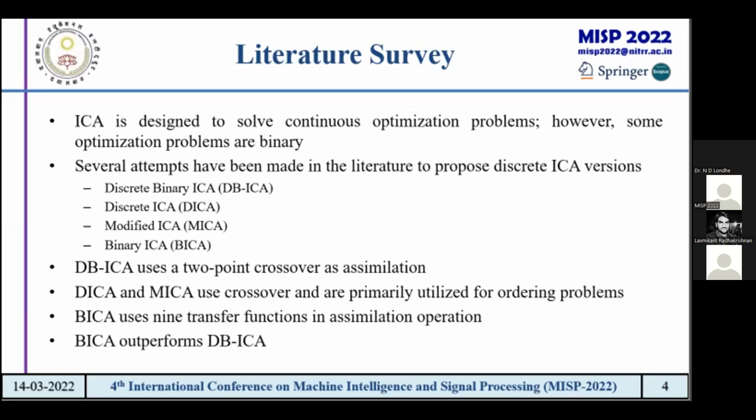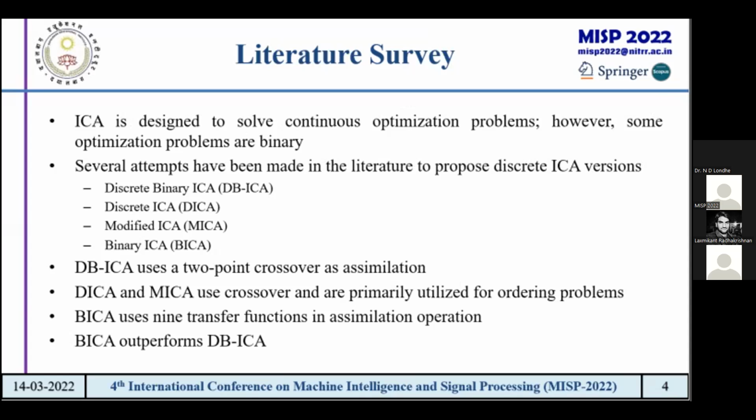DVICA uses a two-point crossover as assimilation, and DICA and MICA use one-point crossover and are primarily utilized for ordering problems. While BICA, the latest one, uses 9 transfer functions in the assimilation operation. And the author of BICA, Mirjalili and others, in 2017 proved that BICA outperforms DVICA on knapsack problems.